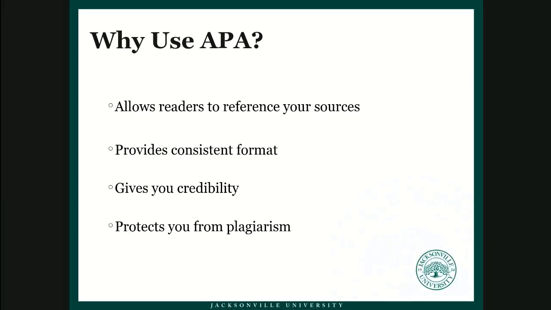Why are we going to use APA? Well, when you use APA to cite your sources, it allows the readers to be able to reference your sources. So if someone sees a source and they want to look it up and maybe use it for their own source, or your professor will a lot of times check your sources to make sure that you're citing them properly or that you're interpreting the information correctly. So it allows your readers to look up your sources.